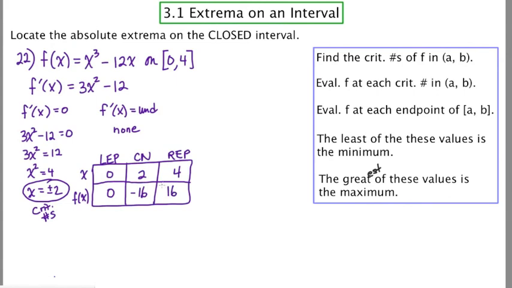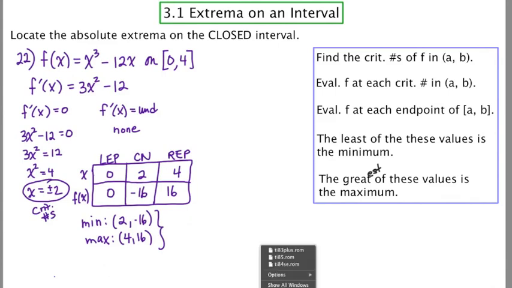So if we're asked to find extrema, or absolute extrema on an interval, we're looking for the highest and the lowest. The lowest is called the minimum, and the minimum happens at, in this case, (2, -16). And the maximum, or the highest value, is going to be at (4, 16). So let's take a look at the graphing calculator and just see if that is confirmed.